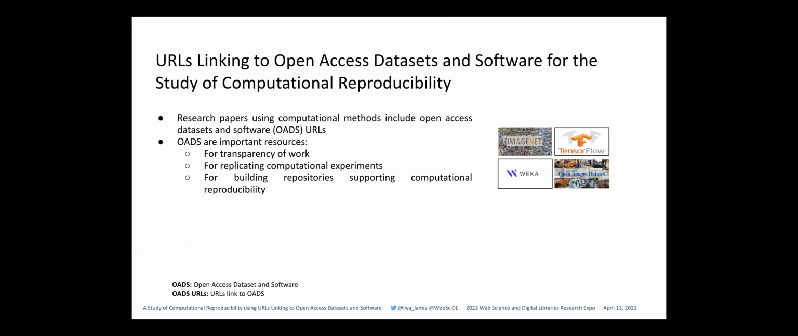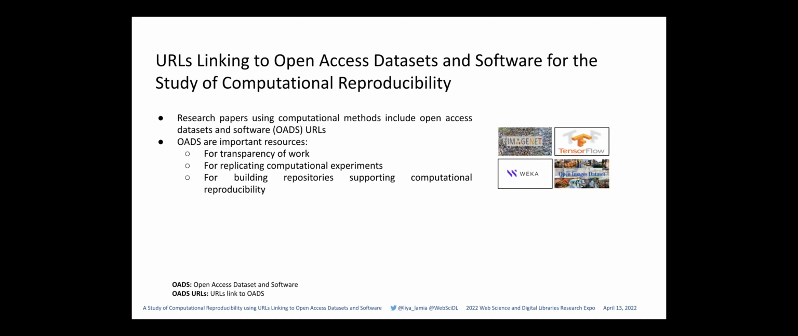So URLs, which link to open access datasets and software, are very important for the study of computational reproducibility, because since the inception of the internet, research papers which use computational methods include open access dataset and software URLs in their work. So OADS are very important resources for showing the transparency of work, and at the same time, for those trying to replicate the computational experiments, and also for building repositories which support computational reproducibility.